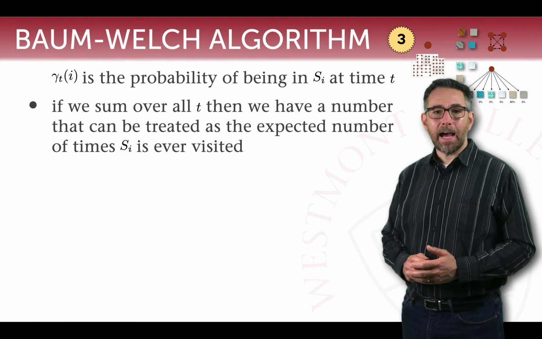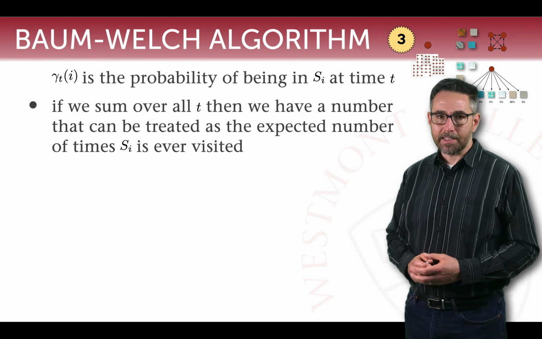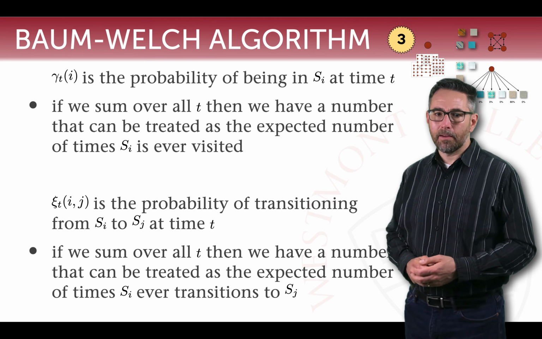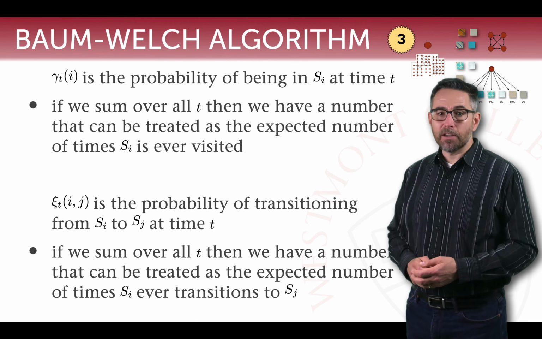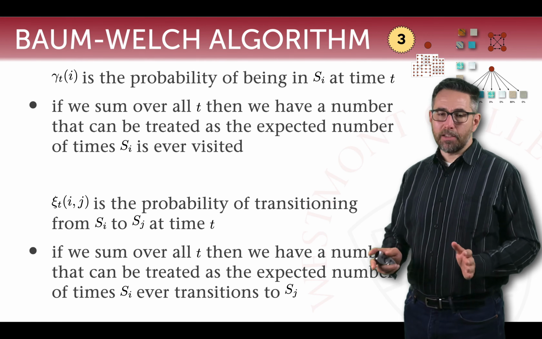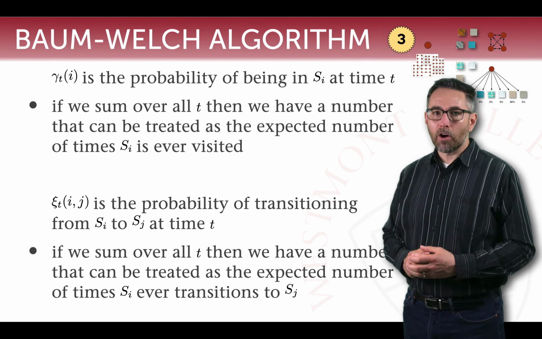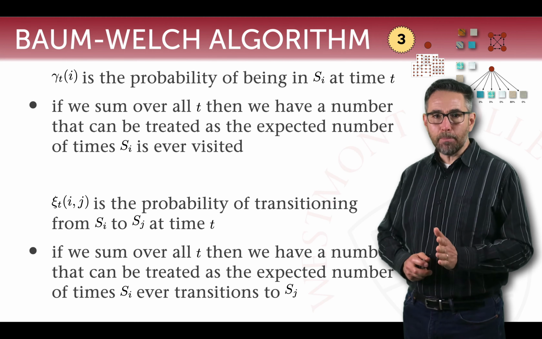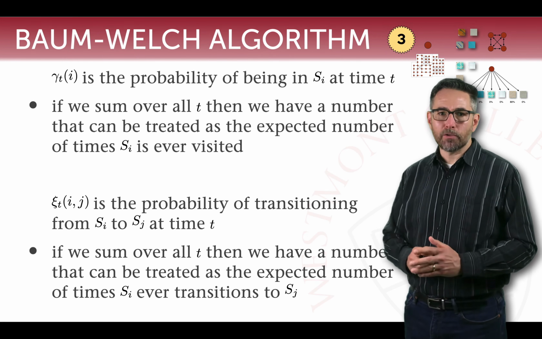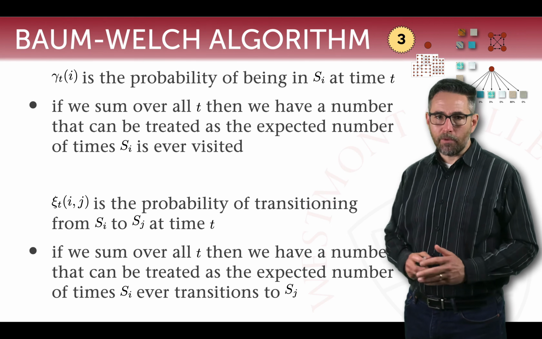If we sum over all t, then we have a number that can be treated as the expected number of times that si is ever visited. That's going to be helpful because we have a guess of how many times we're going to be in si. Well, xi t of i j is the probability of transitioning from si to sj at time t. So what if we wanted to ask, what's the probability of ever transitioning from i to j, regardless of the time? We can do the same thing. We can sum over all time steps this xi t parameter, and then that gives us a number that we can treat as the expected number of transitions from si to sj that we're ever going to see at any time period, given the data that we've got so far.